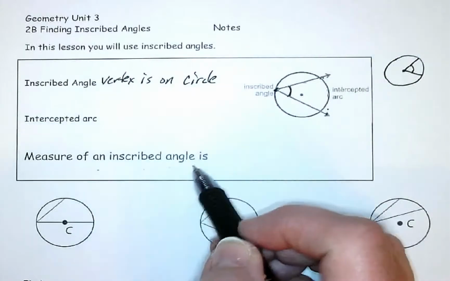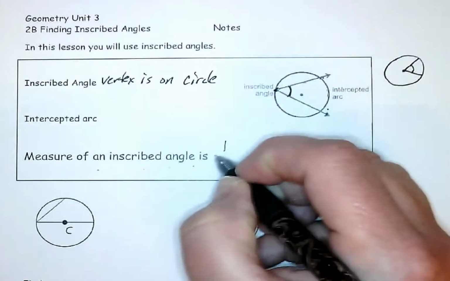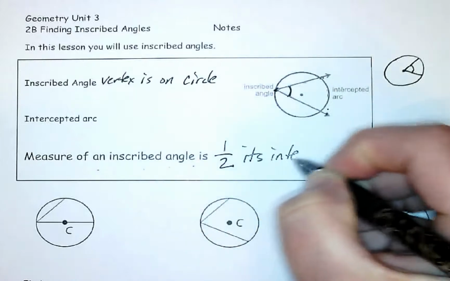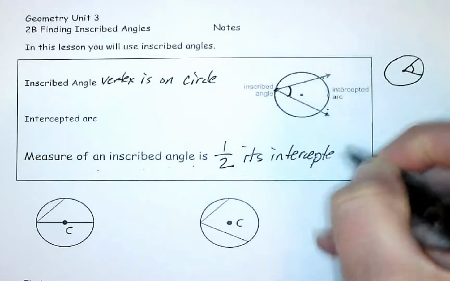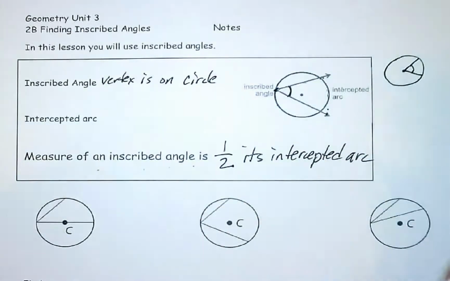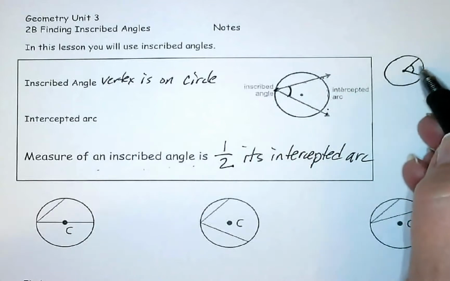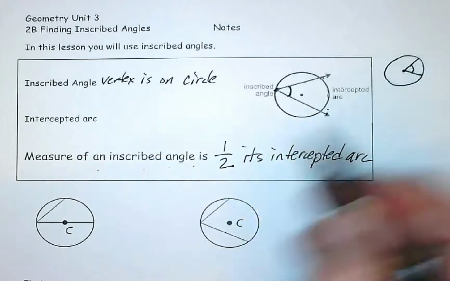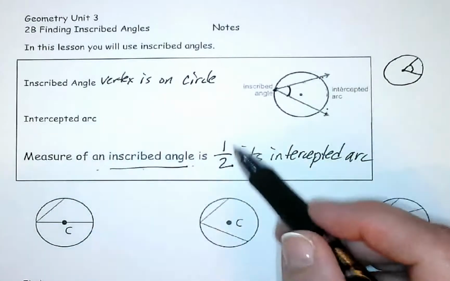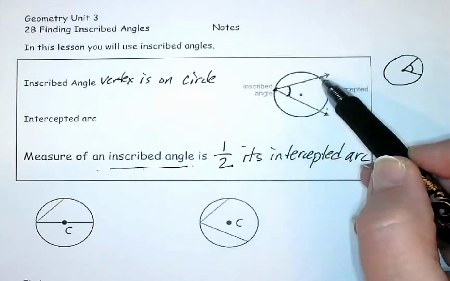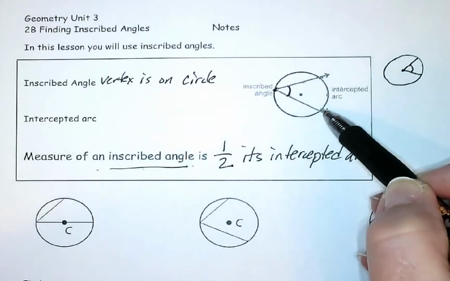The measure of an inscribed angle is 1/2 its intercepted arc. Okay, so where the central angle, the angle and the arc were exactly the same, for an inscribed angle, it's 1/2 of the intercepted arc. So this angle here will be 1/2 of this arc right here in degrees.